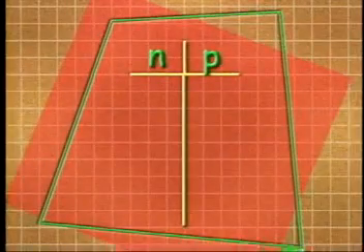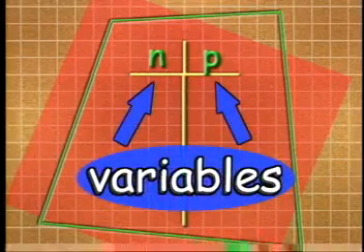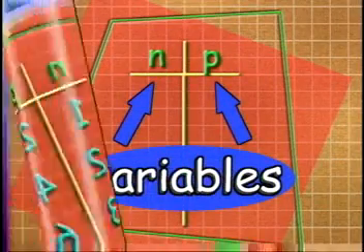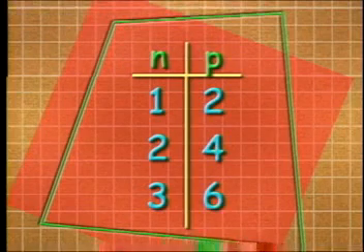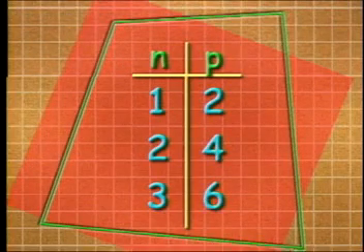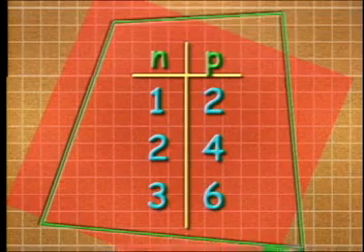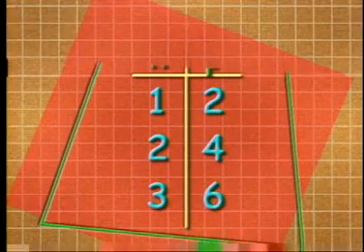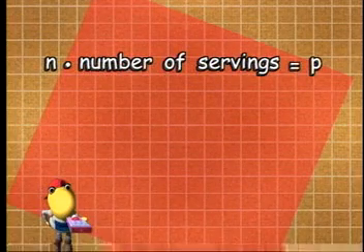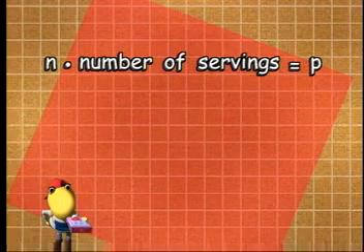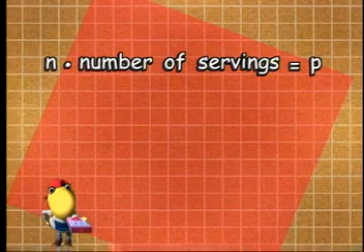In algebra, letters called variables help us solve algebraic equations. Remember how we used the letters N and P in the table to represent the number of pizzas and the number of people being served? Using those variables, we can set up an equation like this. N, which is the number of pizzas, times the number of servings in 1 pizza equals P, which is the number of people served. Okay, what do we know?